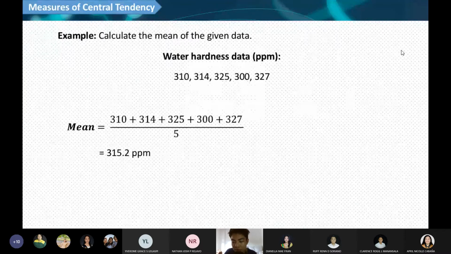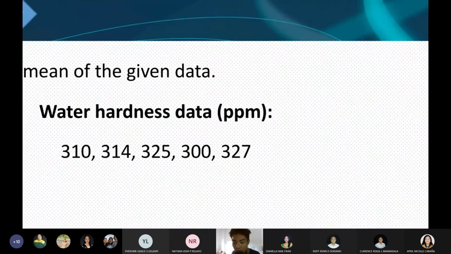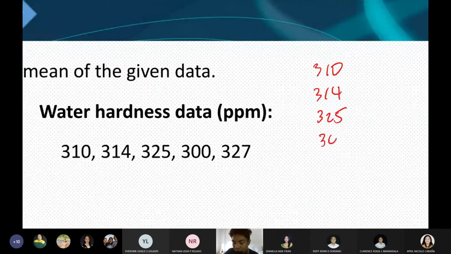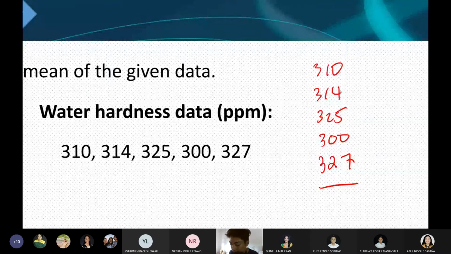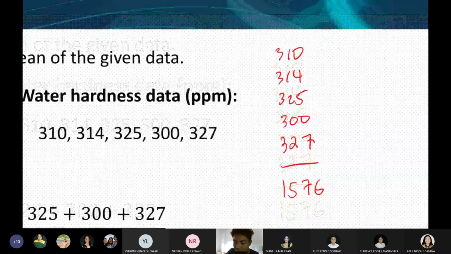Okay. So for example, we are given this data. We have the water hardness data in ppm. Calculate the mean. So what you're going to do here is to add all the numbers first. Okay. So paki-add natin sila. So we have 310, 314, 325, 300, and 327. So let's add them. Sabay na lang kayo sa pag-add, ha. Kanya-kanyang add na to. Daming numbers eh. Okay, so the sum of our data would be 1576.